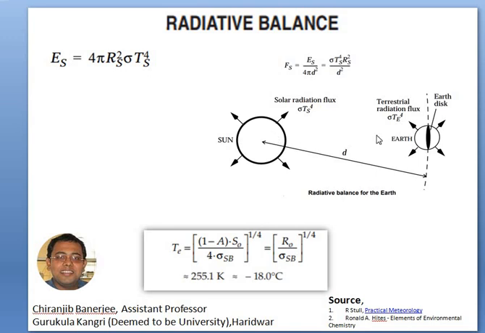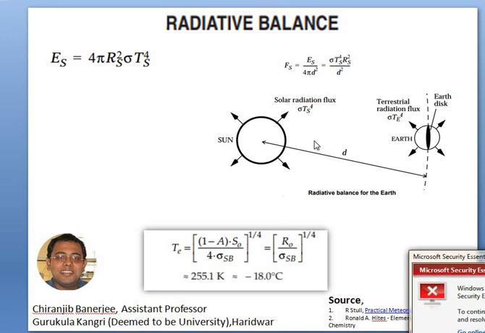This energy emitted by the sun is distributed uniformly, as in the figure, over the disk at the earth, which is your Fs. At distance d, the radius is d, so we have Fs equals Es by 4 pi d square. Now this Es is as written, so 4 cancels out, pi cancels out, and we get sigma Ts to the power 4 Rs square divided by d square. This is what we have as the solar flux, also defined as Fs.